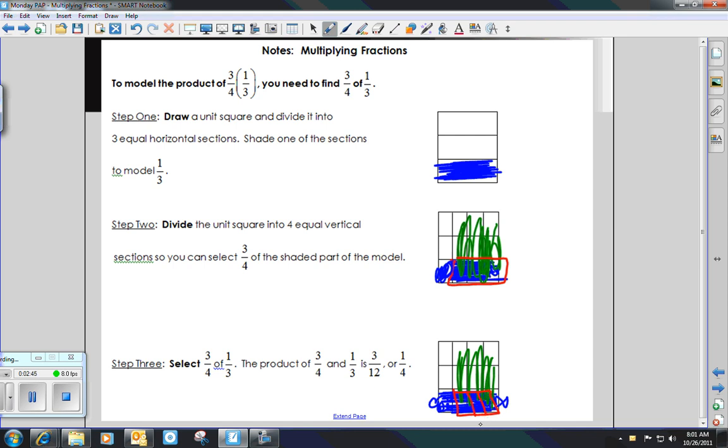So now I have to figure out how much of this entire picture is these 3 boxes. So when I count out the number of boxes in the picture, it's 12. 3 of those have been double shaded. So my answer to 1/3 times 3/4 is going to be 3 out of 12 or 1/4. So this is the model of why your fractions get smaller when you multiply two fractions together.